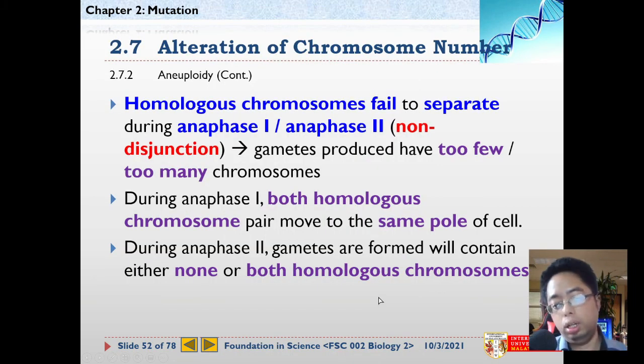Aneuploidy usually happens due to chromosomes failing to separate during anaphase 1 or anaphase 2. This non-separation we call nondisjunction. So some cells have too many or too few chromosomes. During anaphase, you know that homologous chromosomes will move to different parts of the cell. One goes to one pole, one goes to the other pole. What if both of them move to the same pole? Then you have extra chromosomes. During anaphase 2, the gametes which are formed will contain either none or both homologous chromosomes.